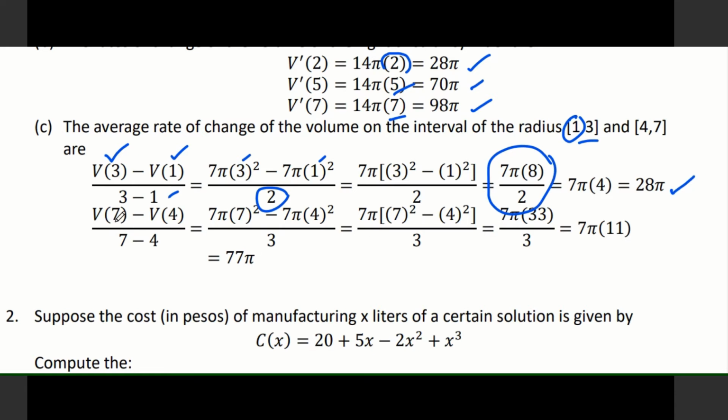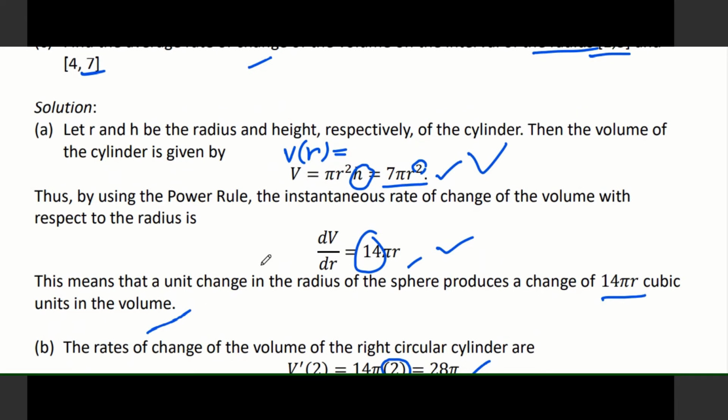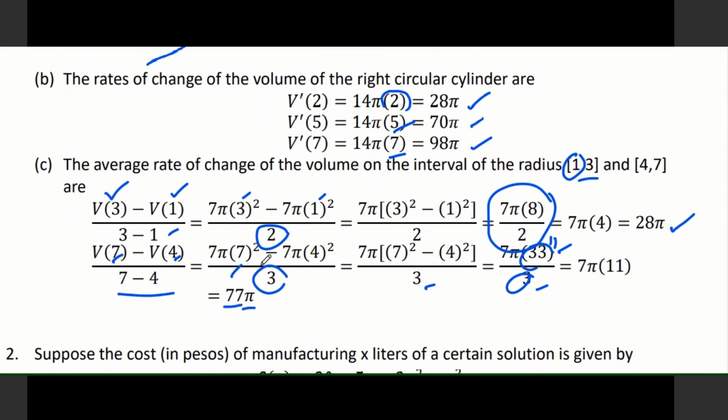Okay, now on the second, you have 7 and 4. Substituting that, 7 minus 4 it gives you 3 here. So 7 pi times 33 divided by 3. 33 and 3 divisible by 3, that's 11. 7 times 11 is 77. 77 pi cubic units in average. Okay, so that is how we got the solution for instantaneous, that is getting the derivative, and the solution for the average rate, it's itself getting the average from the initial and final. Okay, just like how we solve for the slope.